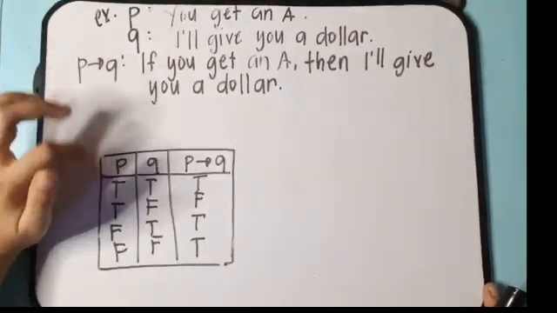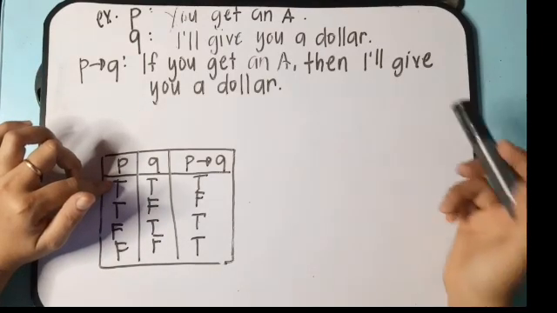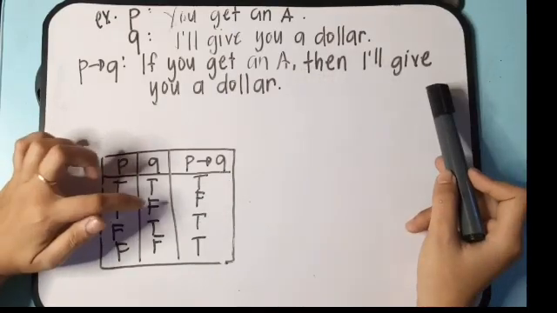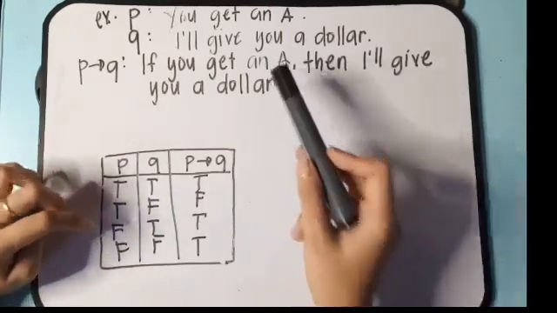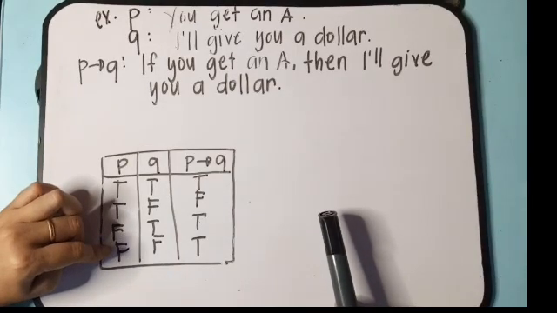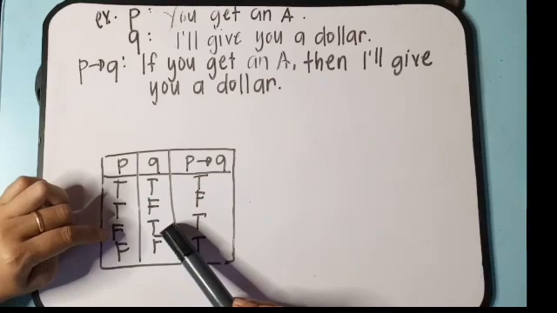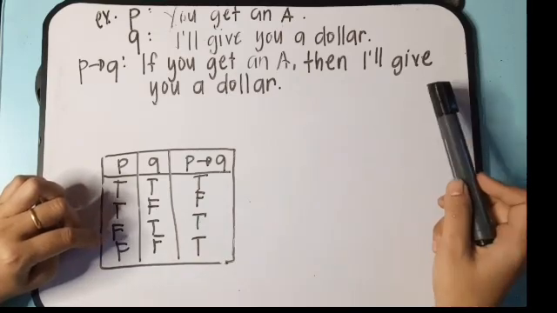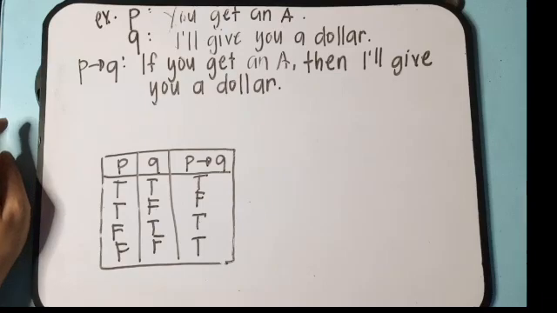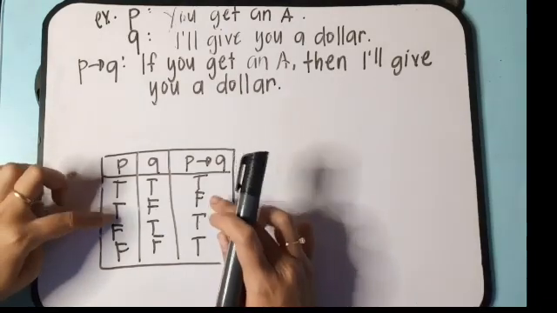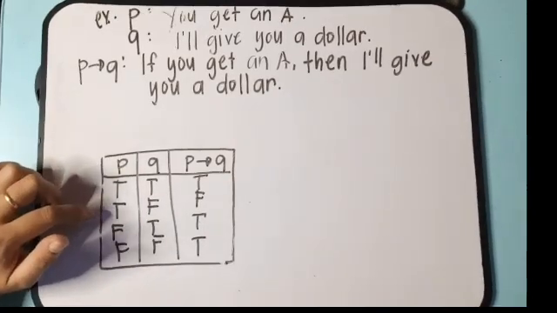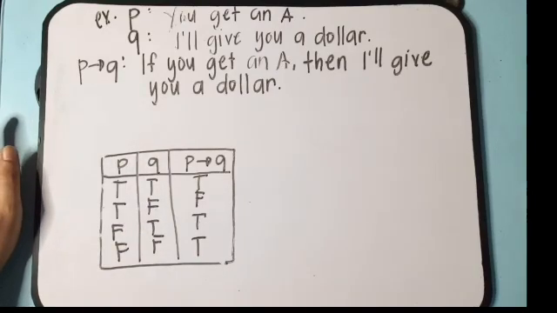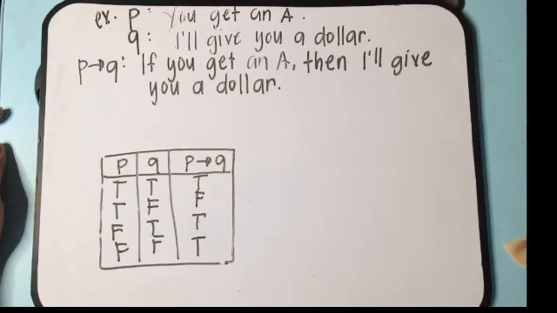So, if you get an A, that is true, then if I will keep my promise, which is true, then that is true. But if you get an A, that is true, then I didn't keep my promise, which is false, then that is false. But if you didn't get an A, which is false and false, so you didn't get an A, but I give you $1, then that is true. But if you didn't get an A, then I didn't give you $1, then that is true pa rin. Okay, so for the implication, ito lang yung ifo-focus nyo. That if the first proposition is true and the second proposition is false, then the truth value of the implication is false. Okay, so that is the implication.